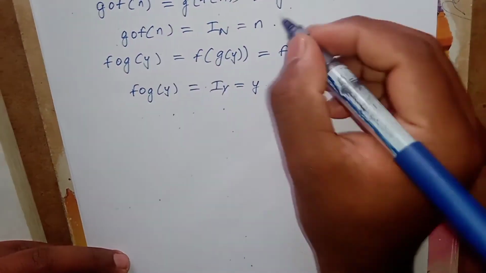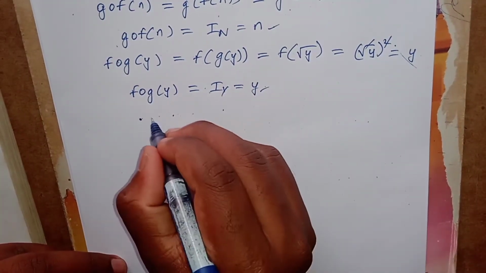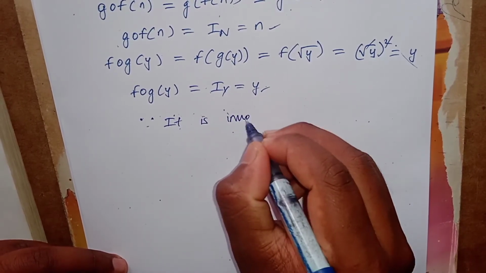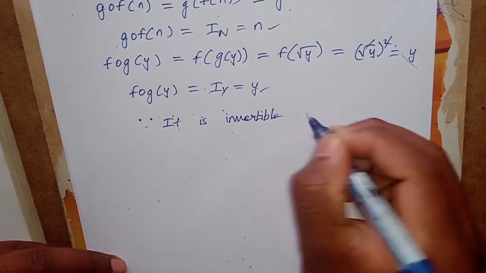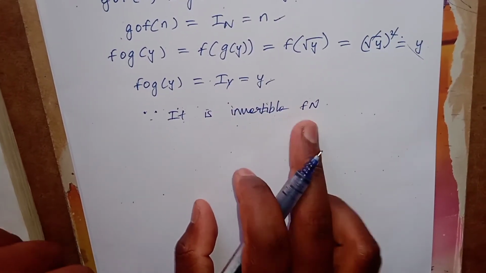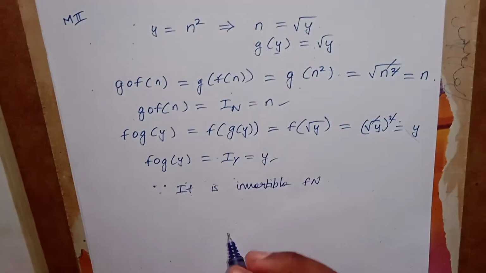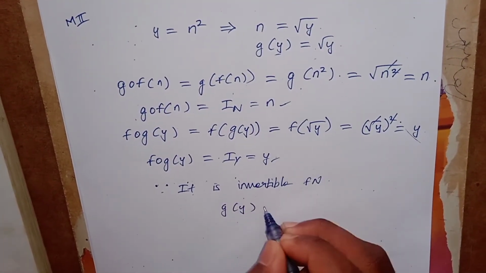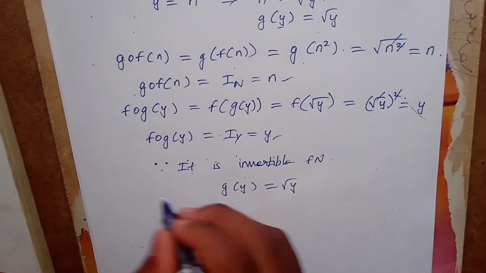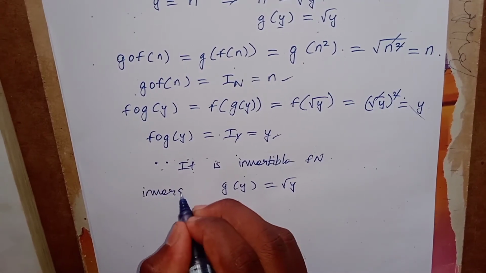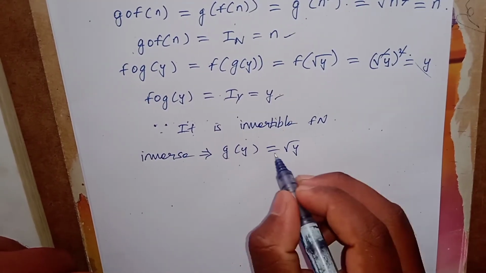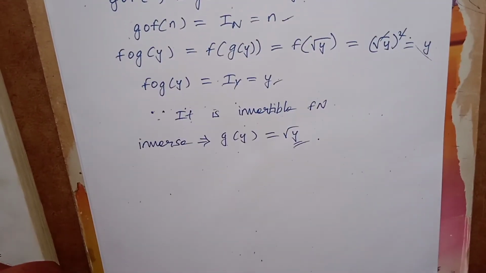Therefore if it is satisfying both, therefore it is an invertible function. Here it is invertible, so we want to find the inverse. Inverse is nothing but g of y. g of y is equal to root y. Here it is my inverse function. Inverse is equal to g of y is equal to root y. Here it is our inverse.